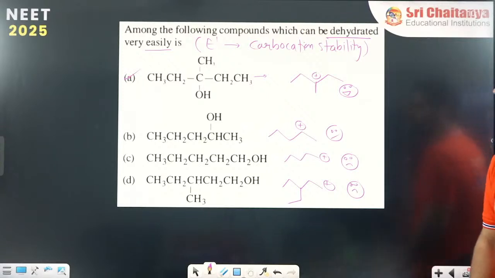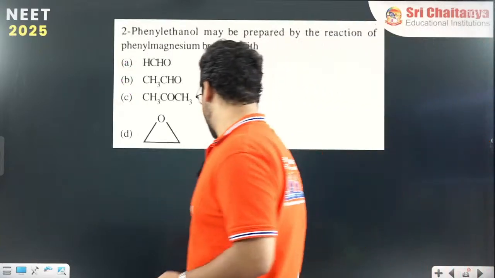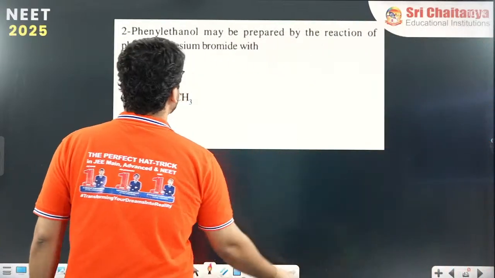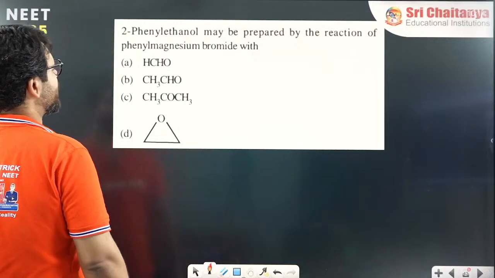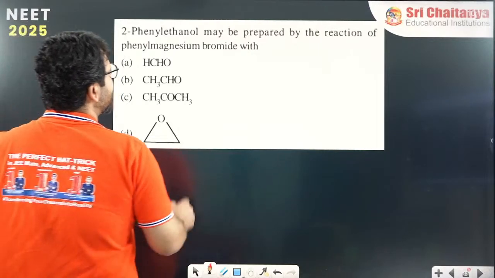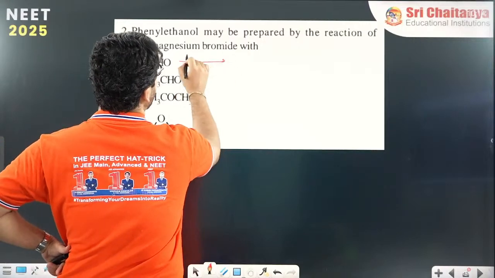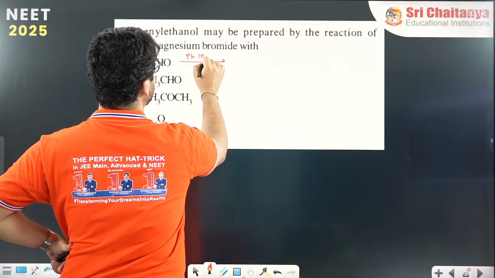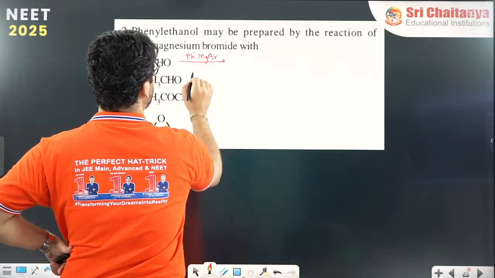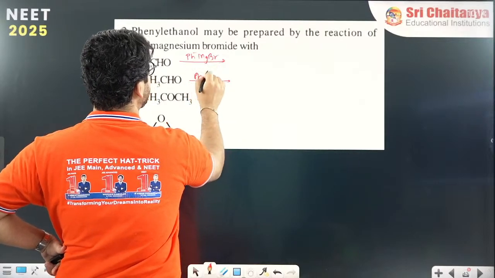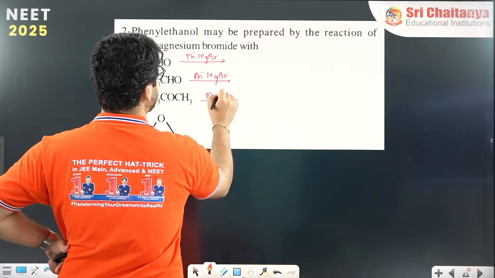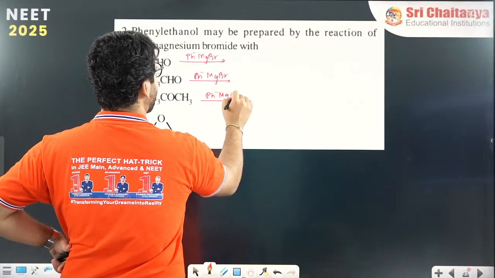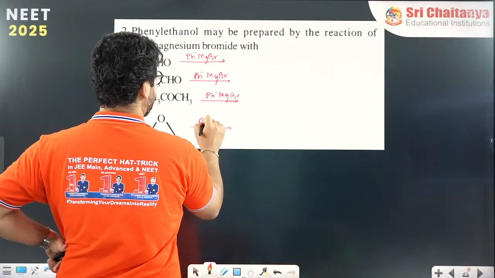Okay. Let's go to the next one. Next one says 2-phenylethanol may be prepared by reaction of phenyl magnesium bromide with. So let's react phenyl magnesium bromide. If I attack a phenyl minus here, and if I attack a phenyl minus here.